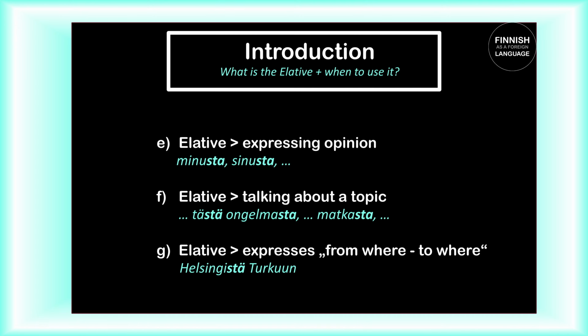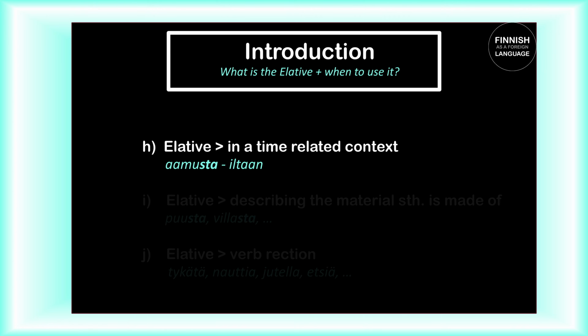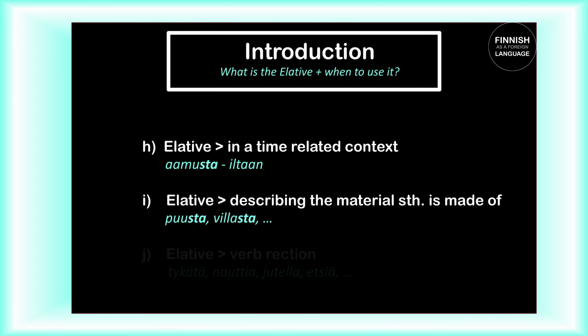The elative case is also used when we want to express from where to where. For example, Helsingistä Turkuun, which means from Helsinki to Turku. Then the elative case can be also used in a time-related context. For example, aamusta iltaan, which means from morning till evening. Another situation where we use the elative case is when we want to describe the material something is made of. For example, puusta means out of wood or villasta means out of wool.